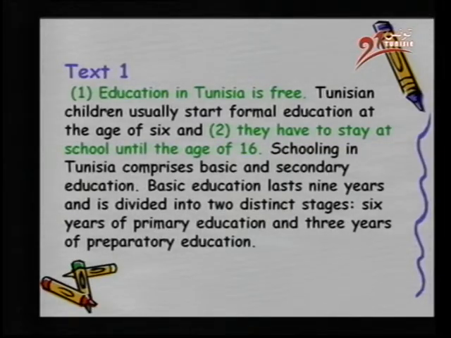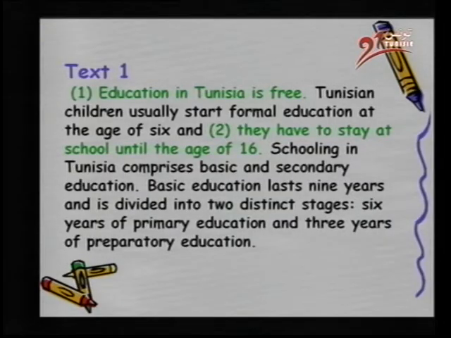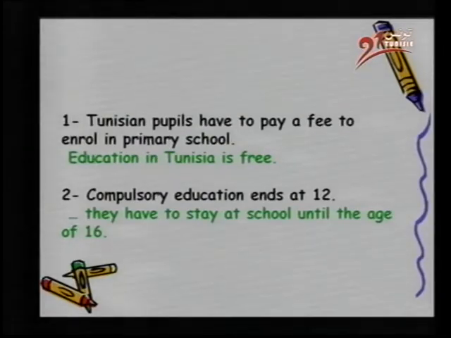Look at the second detail to justify the second statement. They have to stay at school until the age of 16. So what does this show? This shows that they do not have to stay at school until the age of 12. On the contrary, they must pursue their studies until they reach the age of 16. They could not leave school before this age. So these are the 2 details to justify the 2 statements.